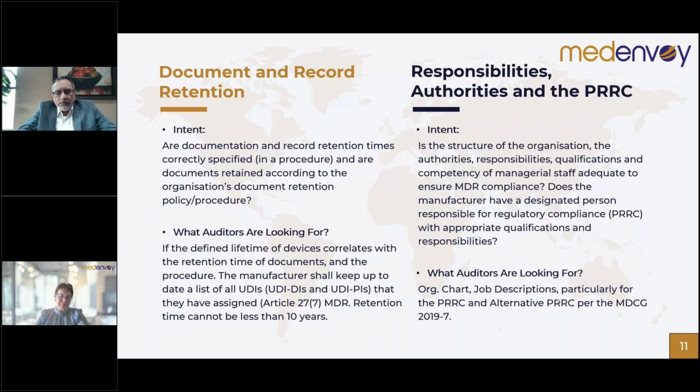So we are looking for a document and record retention period, so it must be defined. Of course, you should have document and record control procedures. The lifetime of the device must be clearly defined. The retention time should be defined. Of course, in most cases, for non-implantable devices, it should be at least 10 years. And if it's implantable, at least 15 years. So we need to see that this is clearly identified.